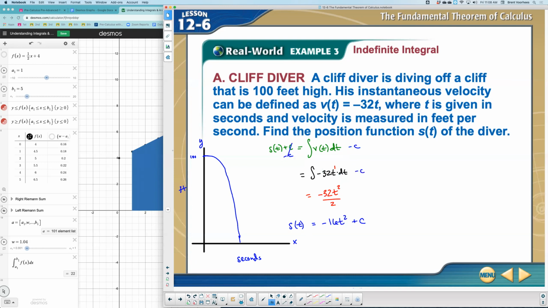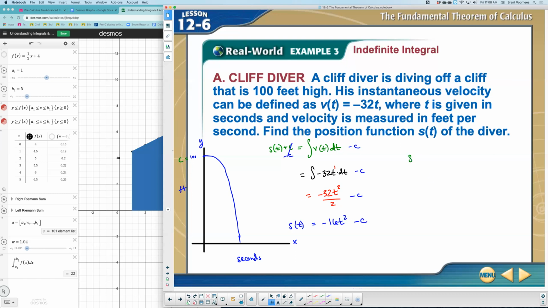So I could say minus c, but honestly, there's no difference between a minus c and a plus c because that's representing some unknown value. So it really doesn't matter. But if it makes more sense to you that way, I will leave it like that. Now, what do we know about our constant? We know the constant happens to be 100 feet. That's where we drop from.